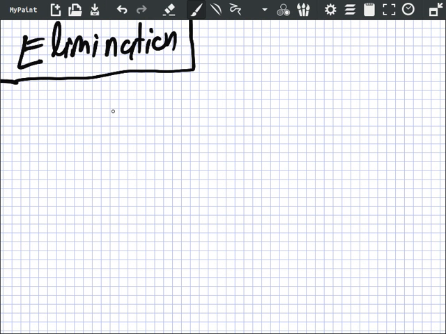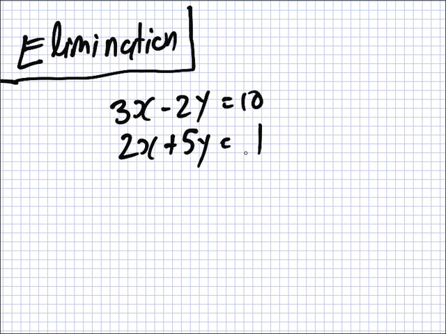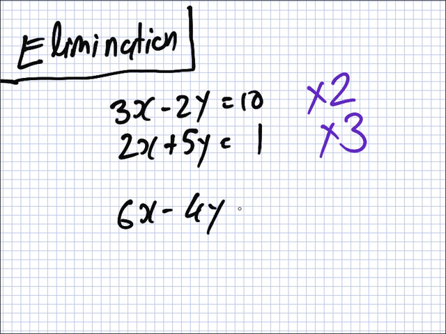So let's say we have 3x minus 2y equals 10, 2x plus 5y equals 1, whatever. In this method, you try to make x or y the same by using a multiplication. So for example, here I could multiply this by 2 and I can multiply this by 3. Now I'll get 6x minus 4y equals 20, and then 15y equals 3.